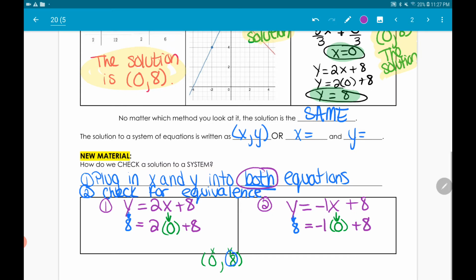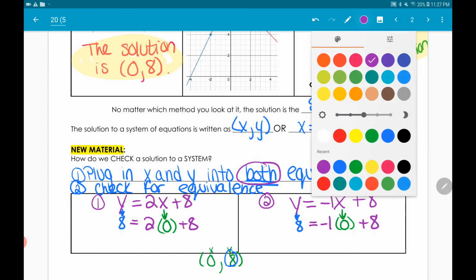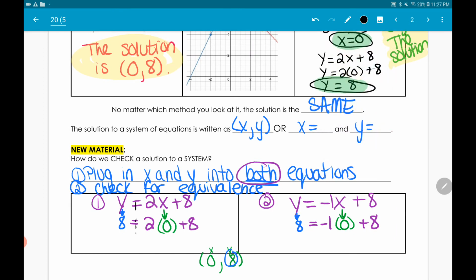Okay, and now we're going to check for equivalence. So if I look here, I'm going to draw my dotted line. Is there anything to simplify on my left side? No, so I'm just going to bring down my 8. On my right side, I can simplify that. So when I type that into my calculator, I get 8. Are they equivalent? Yes. So that means this first equation works.